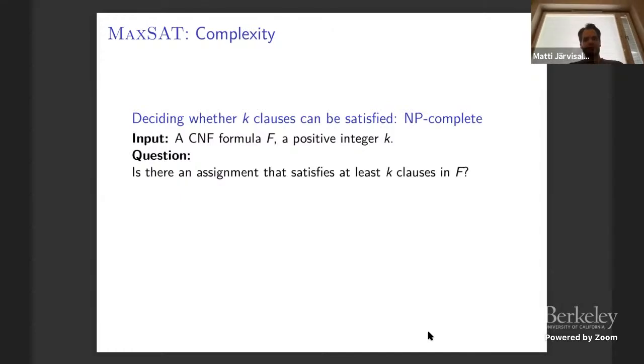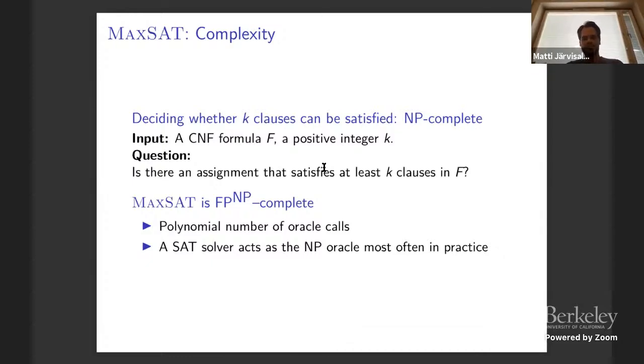But just a word on the complexity. Deciding whether k clauses of a given CNF formula can be satisfied is an NP-complete problem. It's quite easy to see, because SAT is NP-complete. So what we can algorithmically do is iterate over the k, for example with linear search, to find an optimal solution to pure MaxSAT instances. It's actually sort of FP^NP-complete. In general, we essentially just need a polynomial number of SAT oracle calls in practice, and this is really what's done.